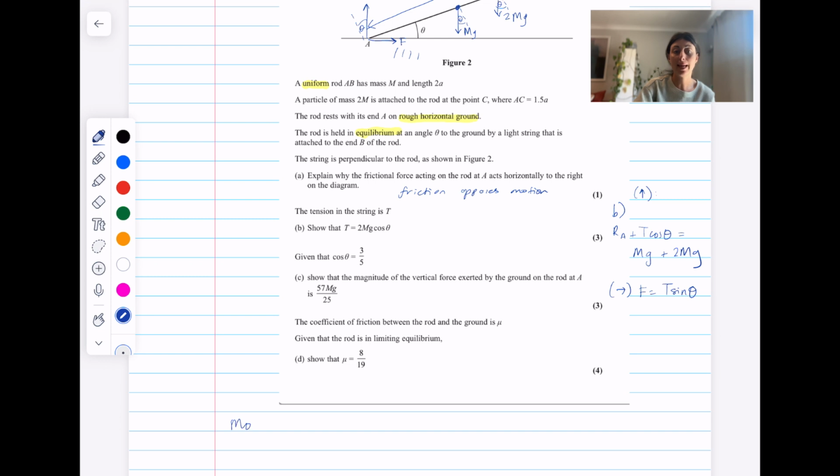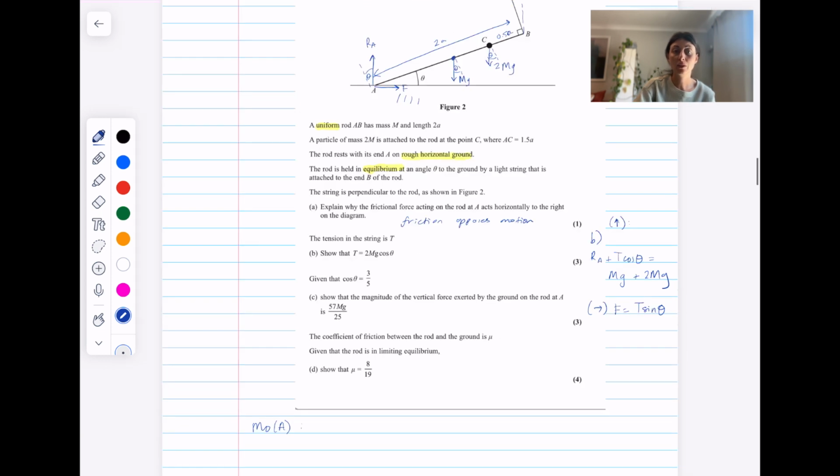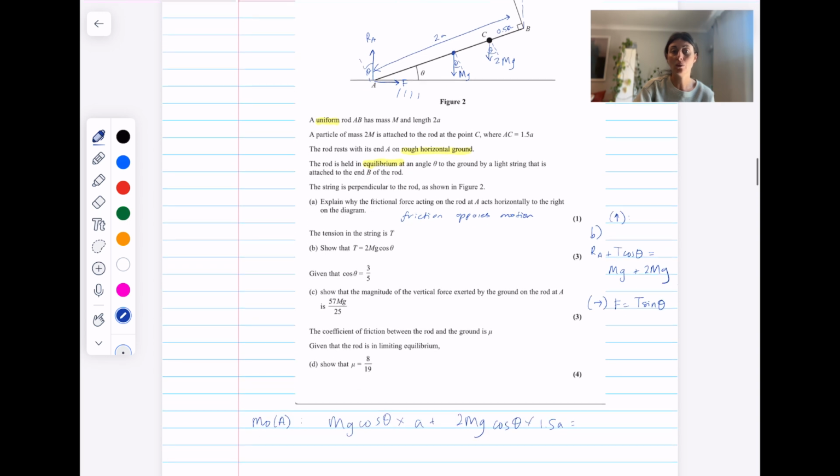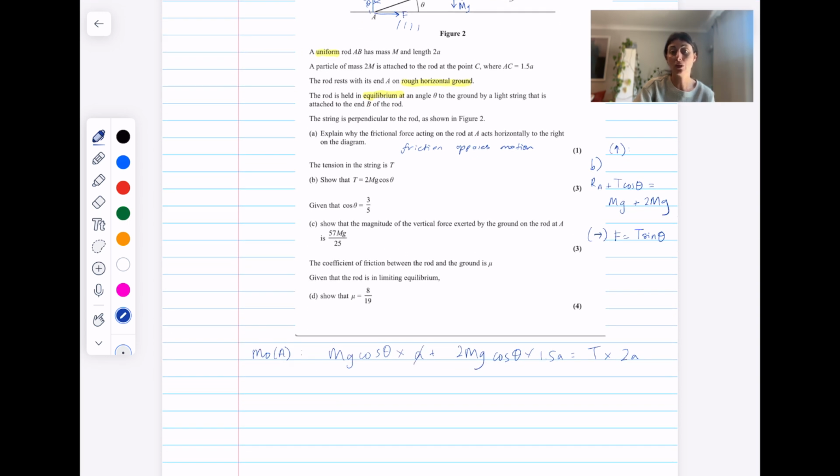Let's take moments about A, because that way we get to ignore both of the forces there. First force we come across is mg cos theta times a, where a is the distance. Next force is 2mg, same again, turn it through the theta so it's perpendicular and times by the distance. Those two will both be acting clockwise, and then our anti-clockwise force will be tension. Tension is already perpendicular, so you don't need to resolve. Cancel the a's from both sides and rearrange to get T on its own.